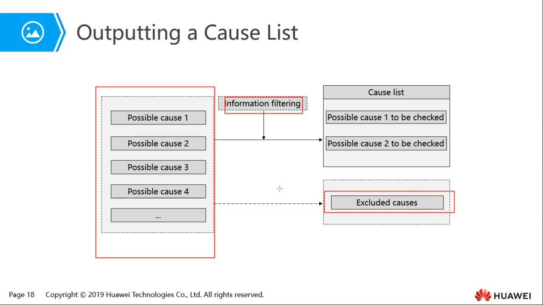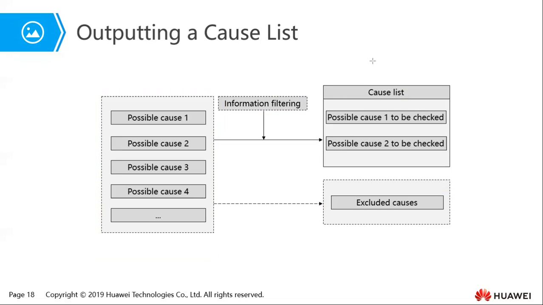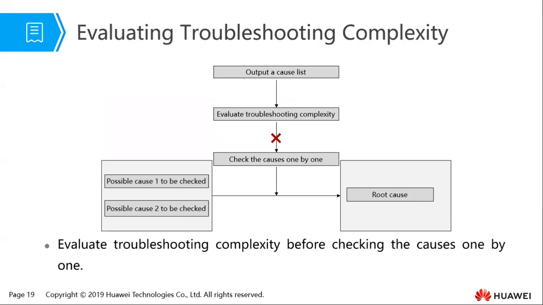So excluded causes, they go into that list. You eliminate them. Then the most possible causes now remain on the cause list. So that is how we do analysis of the problem. You also need to evaluate the troubleshooting complexity.